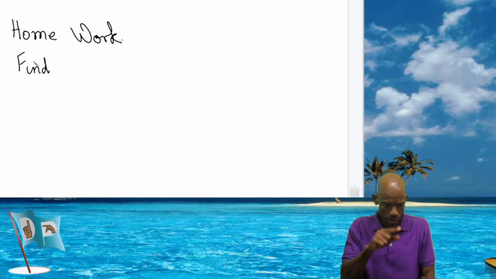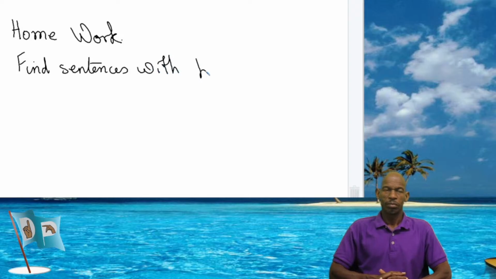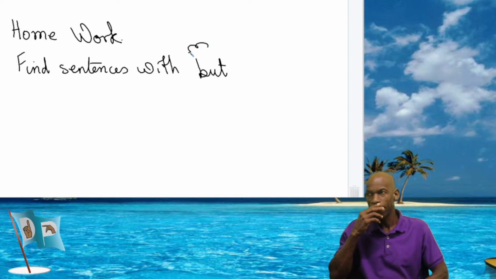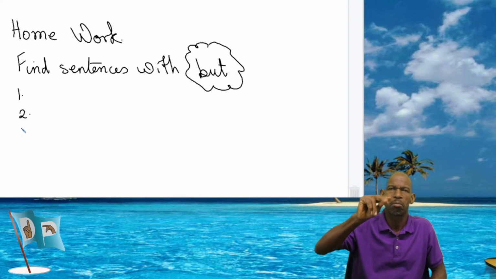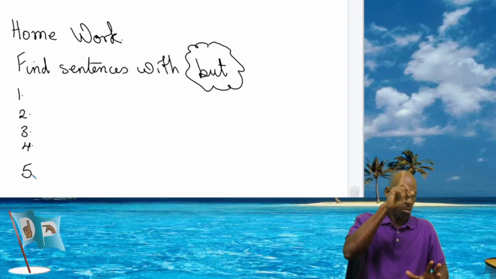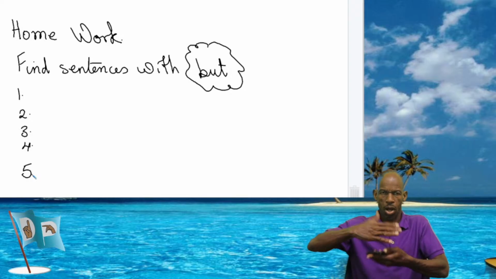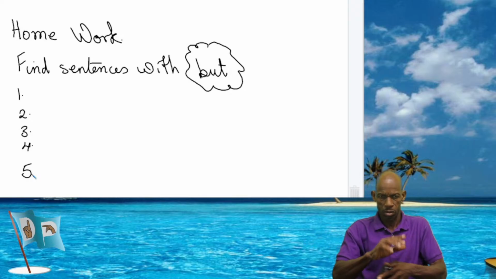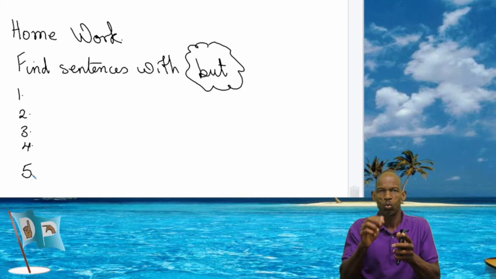So find not words, but find sentences with but. Now I don't want you to make them, I want you to find them. So I want 1, 2, 3, 4, 5. Don't make them. I just want you to find them because we want to read sentences with the word but in it. I want you to experience the idea of but as ideas that are opposites, right?